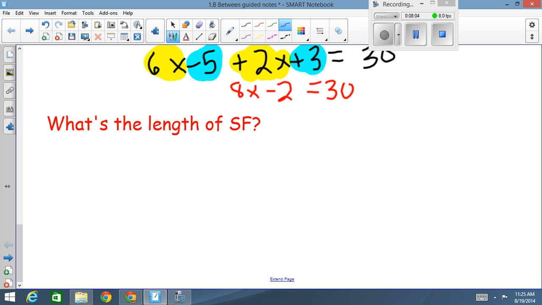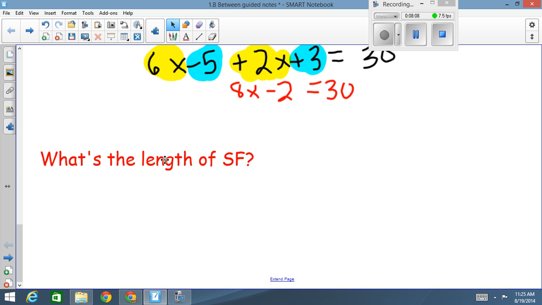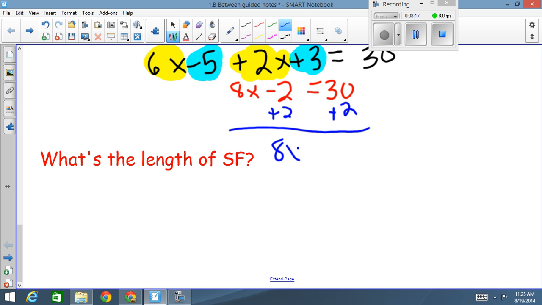Okay, I have a two-step equation here. Whoops, I didn't want to move that whole thing down. Two-step equation here. Add 2 to both sides. 8x equals 32. Divide both sides by 8. x equals 4.